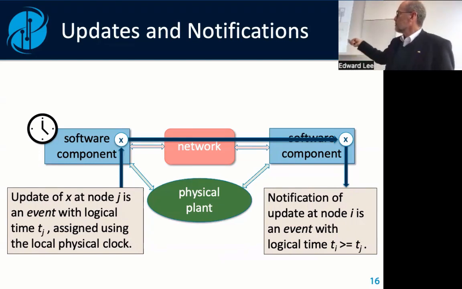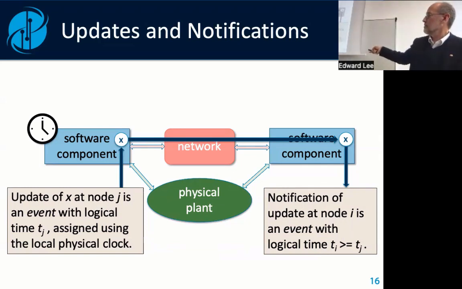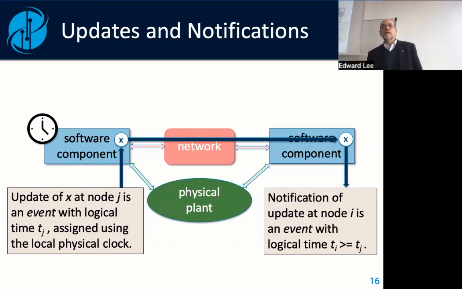You could just preserve the timestamp when you send it, and the other software component gets a notification with a logical time that is greater than or equal to the logical time at the sender. So you could increase the logical time, or you could just leave it the same. And I'll show you that leaving it the same is a requirement for strong consistency, and modifying it relaxes consistency and improves availability.